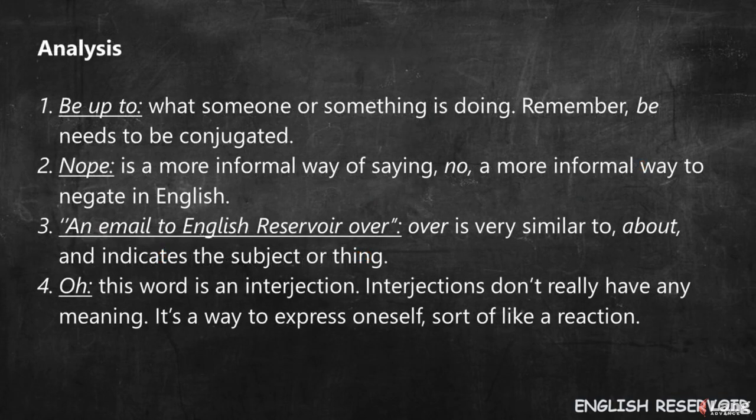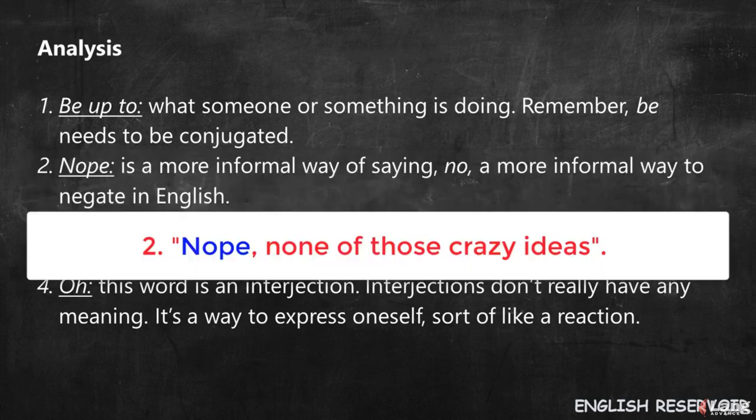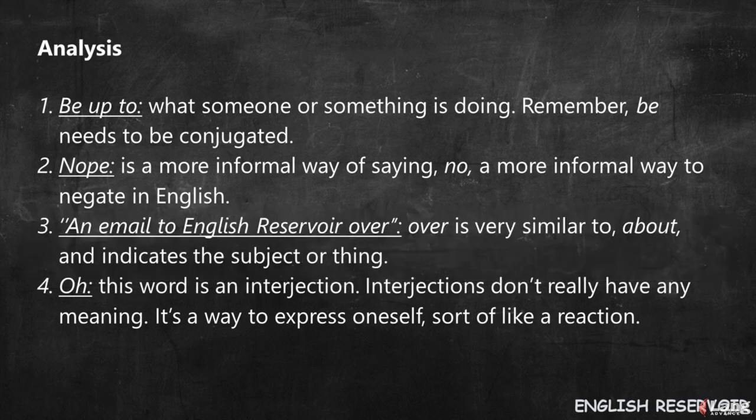Analysis. 1. Be up to. What someone or something is doing. Remember, be needs to be conjugated. 2. Nope. Is a more informal way of saying no. A more informal way to negate in English.